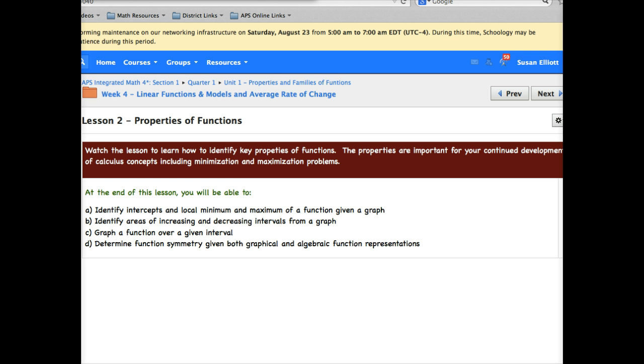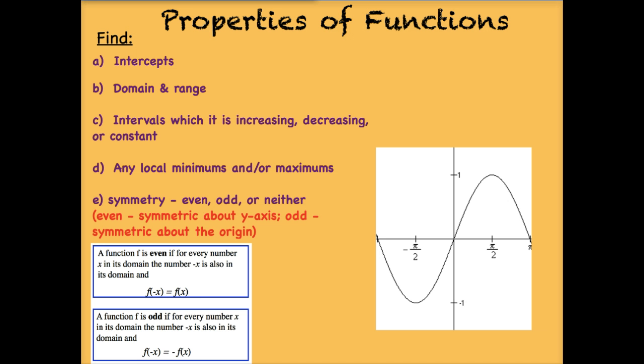At the end of this lesson, you should be able to identify all those points, as well as graph functions over given intervals, and determine function symmetry. Let's start by identifying these key properties within a function.